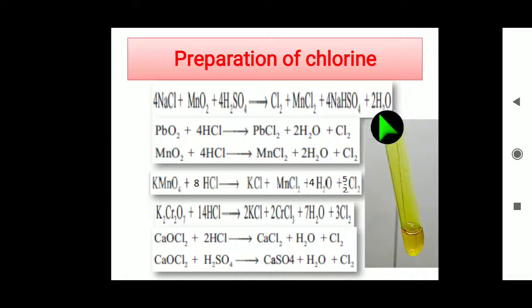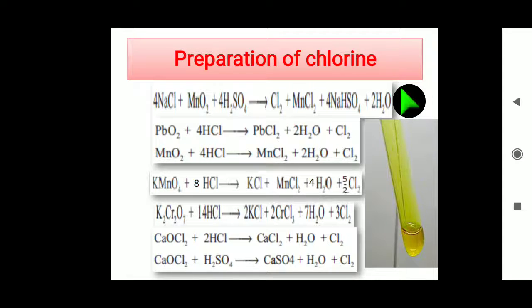So here 4 hydrogen plus 2 into 2, 4, totally 8 hydrogen. So remaining oxygen, here 2 oxygen, here 4 into 4, 16 plus 2, 18 oxygens are here. Here also 4 into 4, 16, here 2 oxygen, 18. So everything is balanced.